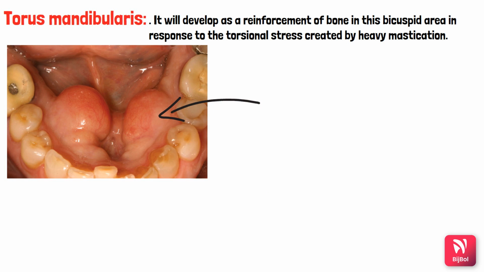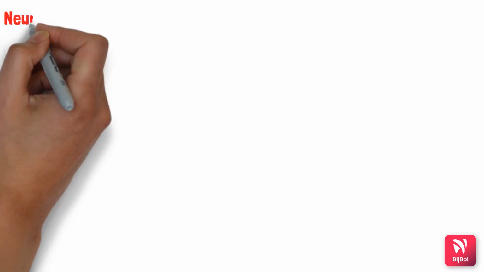as you can see, that too above the mylohyoid line and usually opposite to the bicuspid teeth. So it is on the lingual side of the mandible, above the mylohyoid line and opposite the bicuspid teeth, and it also varies in its size and shape. Usually it will be bilateral, but sometimes it can be present with unilateral appearance. After this we'll see neural lesions.